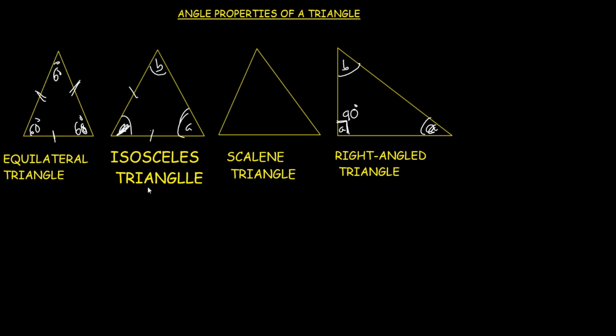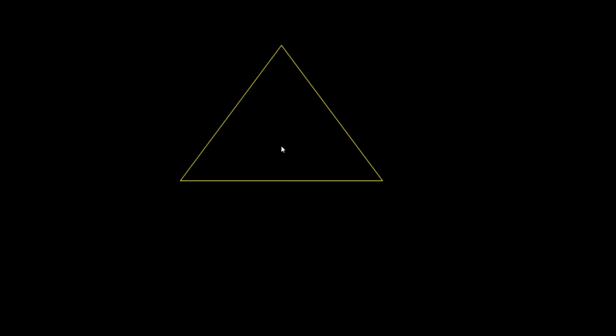So an equilateral triangle is a triangle with three equal sides and also equal angles, but an isosceles triangle is a triangle with two equal sides which have the base angles the same. The base angle can be this angle and this one, or this angle and this one, depending on where the sides are equal. But for a scalene triangle, all the three sides and angles are different, and a right angle triangle has one of the angles equal to 90 degrees and the sum of the other two will be equal to 90 degrees.